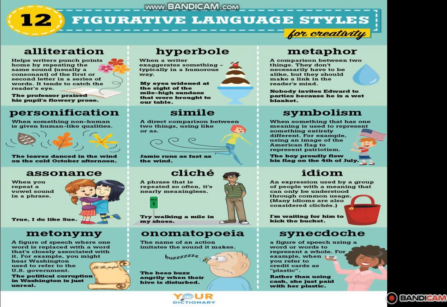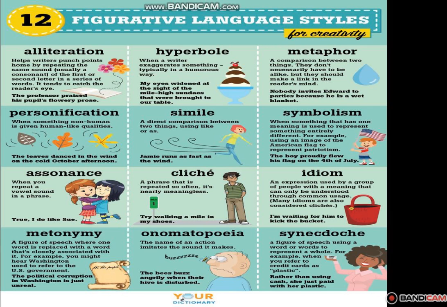I will give another definition about figurative language. I get another source. While for alliteration, hyperbole, metaphor, personification, and simile, we have talked about them previously, and now we come to symbolism. Symbolism comes from symbol. It means that when something that has one meaning is used to represent something entirely different.